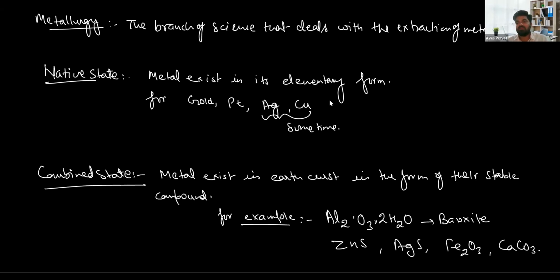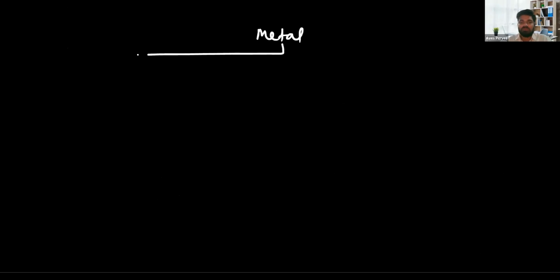Metallurgy. There are some portions that we're going to explain here. What is metallurgy? Metallurgy is a branch of science that deals with the extraction of metals from the earth crust. Metals generally exist in nature in two forms.